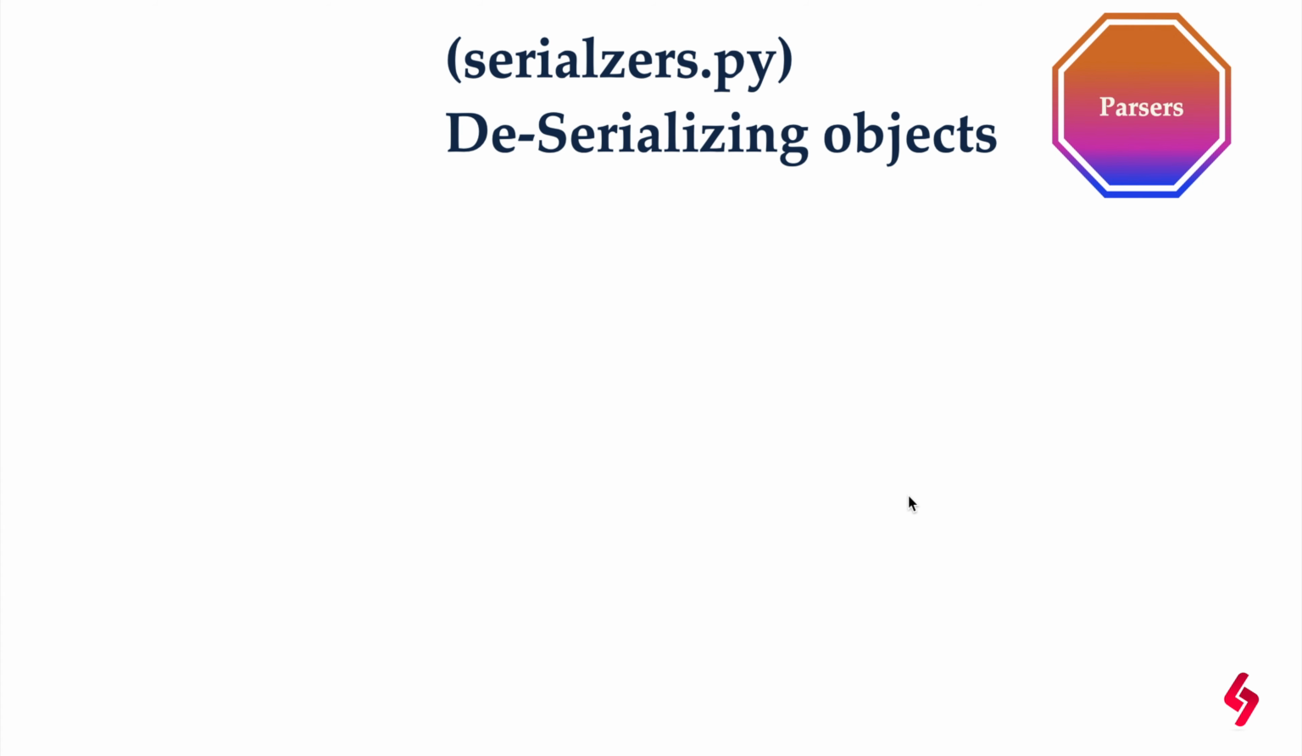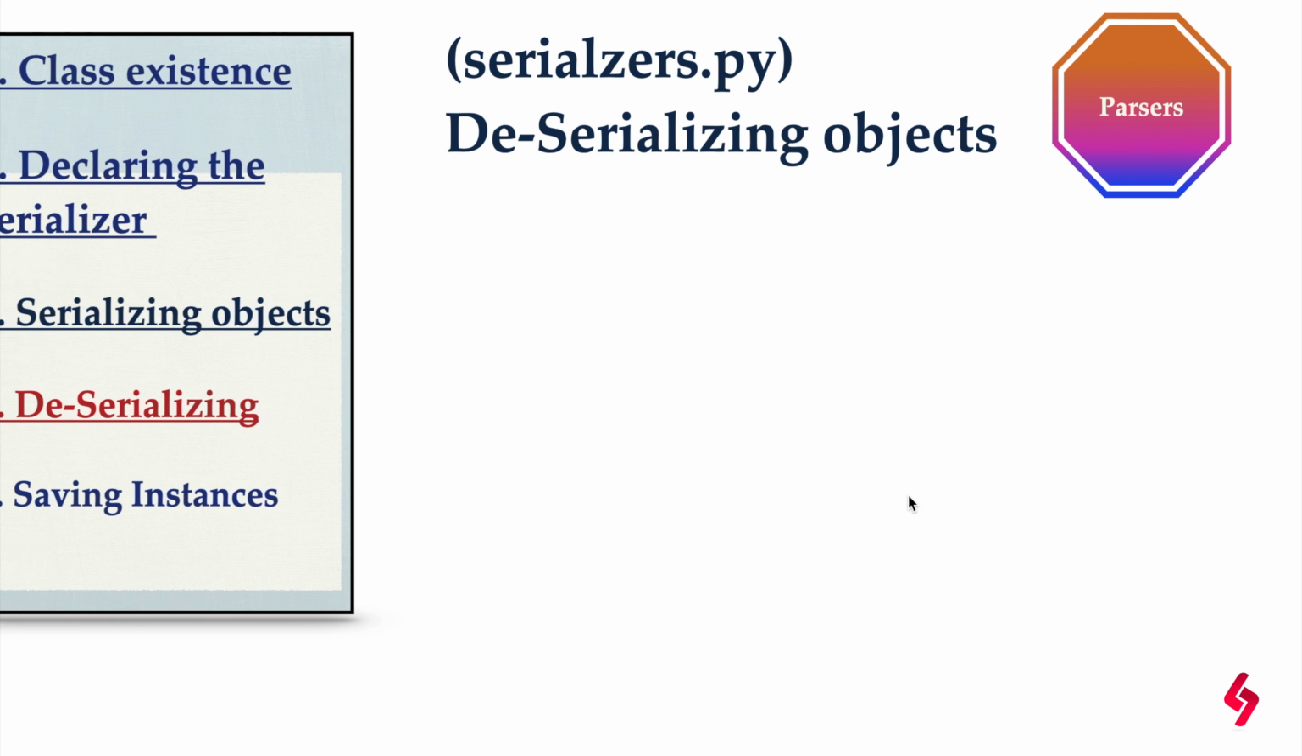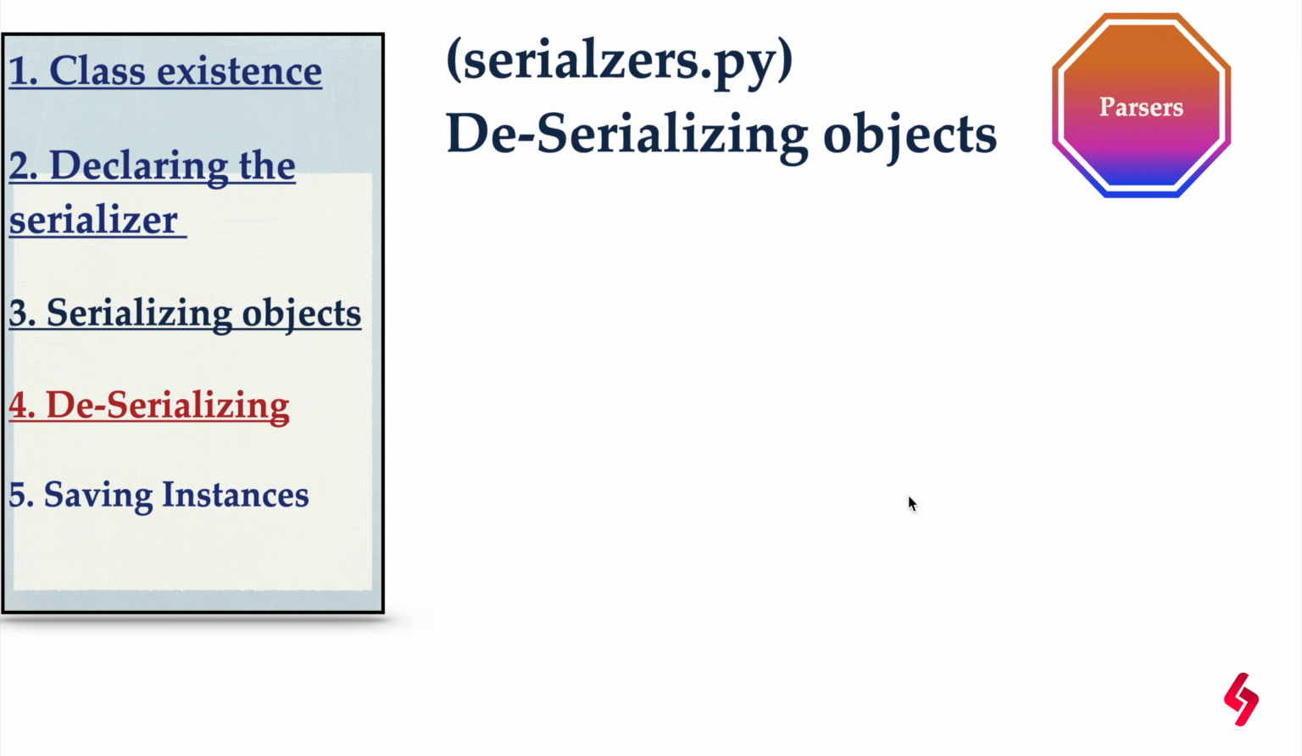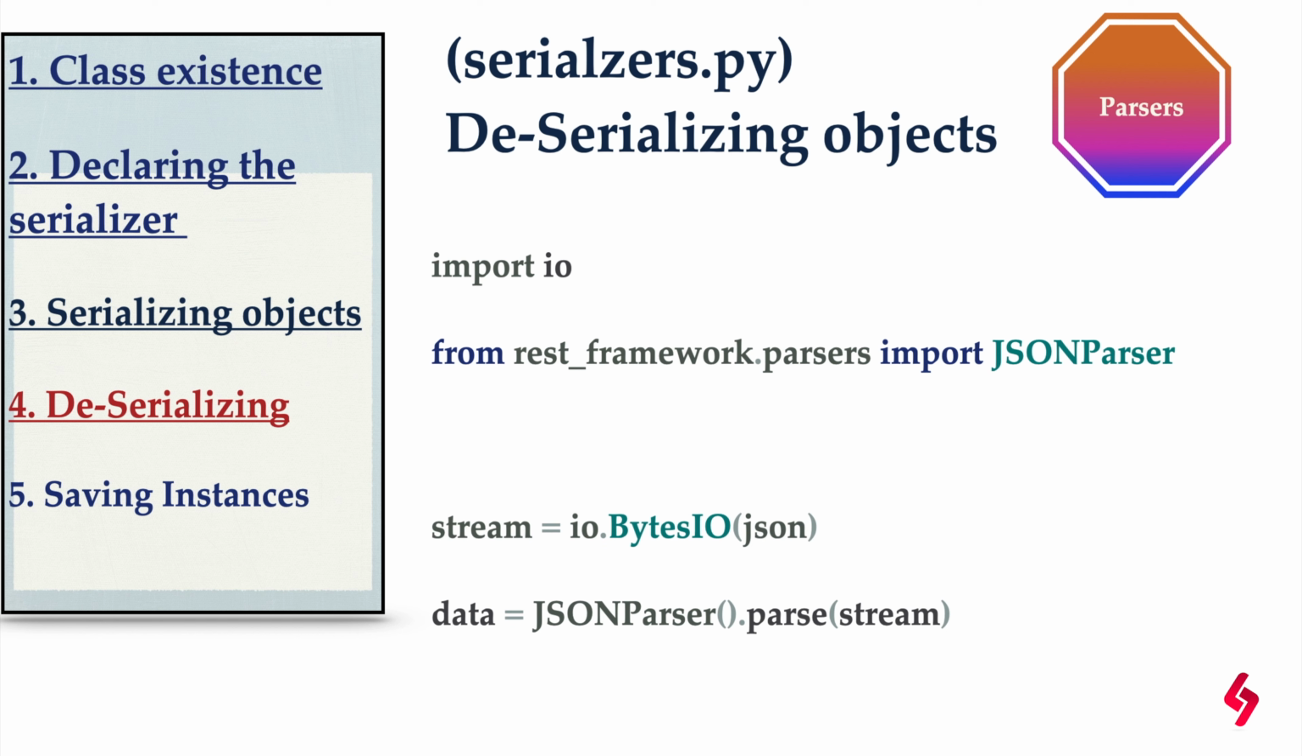And there is something called deserialization. Here we are going to use the parsers. In this example, you can see the JSON parser. This converts the bytes of data into Python objects.